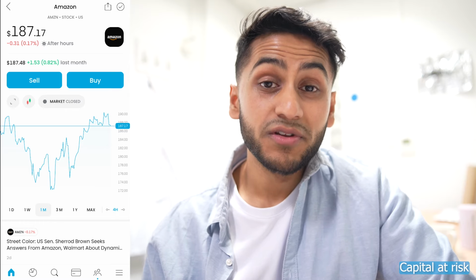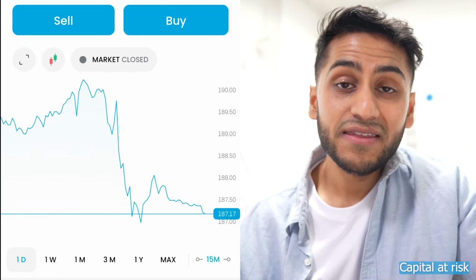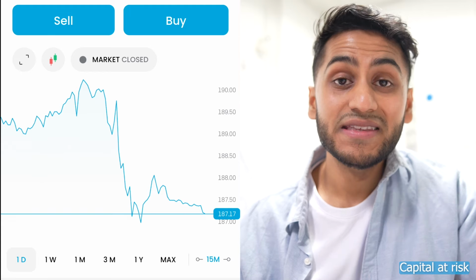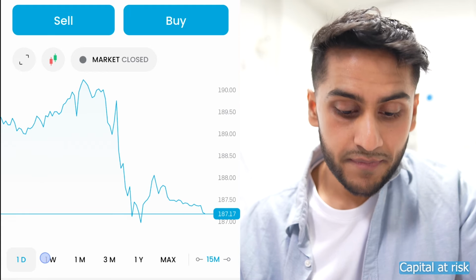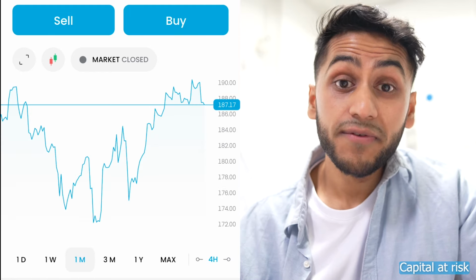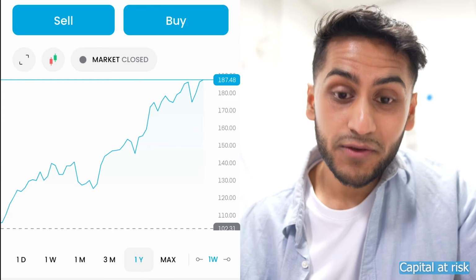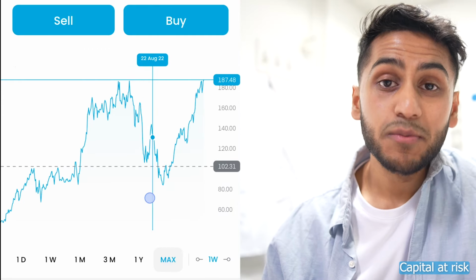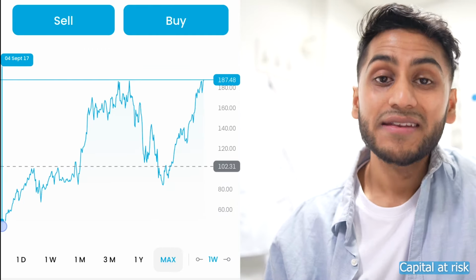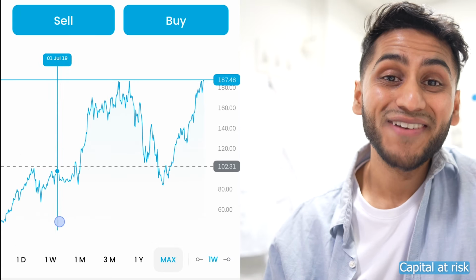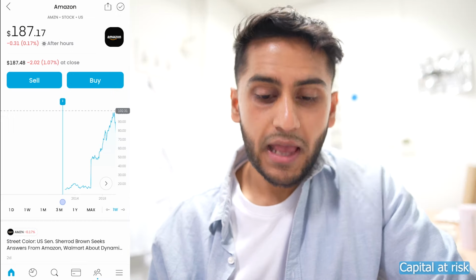Now, the next most important thing are the graphs here. You can see there are buttons underneath. There is a 1D, which stands for 1 day. There's a 1 week view, 1 month view, 3 month view, 1 year view, and the maximum view, which is the maximum data set of what the price fluctuated in a particular stock that Trading 212 recorded. As I said, this is only what Trading 212 recorded. Amazon did not start in 2014, for example.